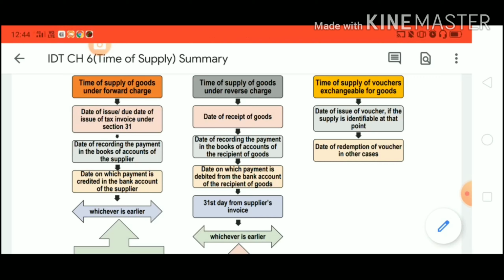Now the second option is the date of recording the payment in the books of accounts of the supplier, meaning when the supplier records the payment in his books. The third one is the date on which payment is credited in the bank account of the supplier. Whichever is earlier, we have to take the earlier of the three dates. By this we'll get the time of supply under forward charge.